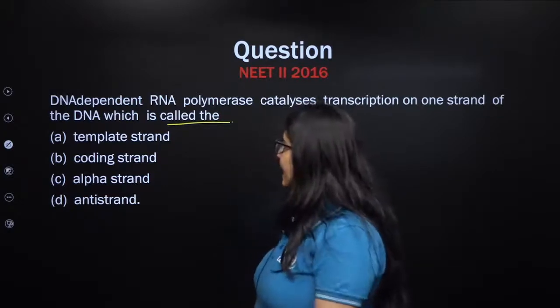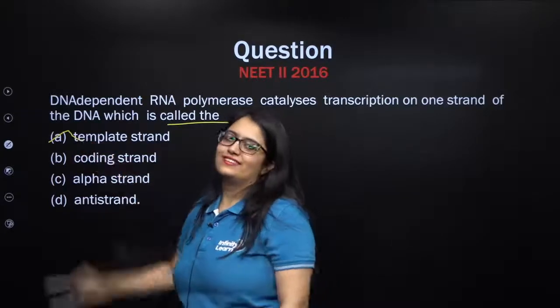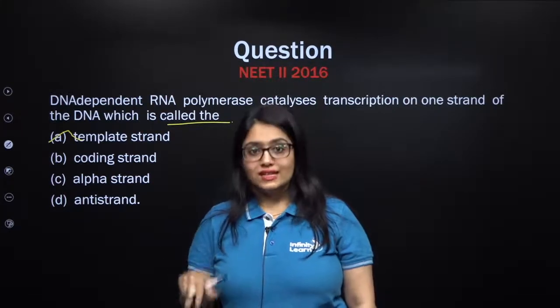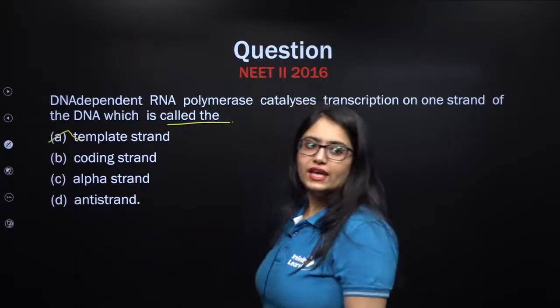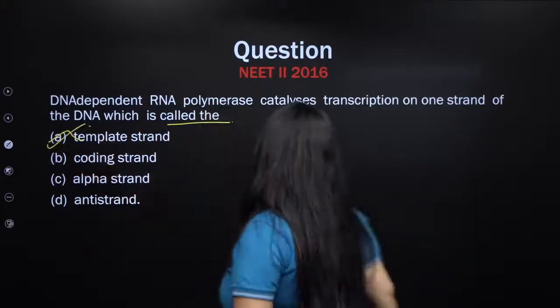The answer is A, template strand. Template strand is coded. Coding strand is not coded. Coding strand is a misnomer. Template strand has the polarity 3' to 5'. Coding strand has the polarity 5' to 3'. Because RNA polymerase has the limitation of polymerizing only in the direction 5' to 3', hence the 3' to 5' strand becomes the template. Yes, please remember this. Do not make the same mistake again. So the answer is template strand.